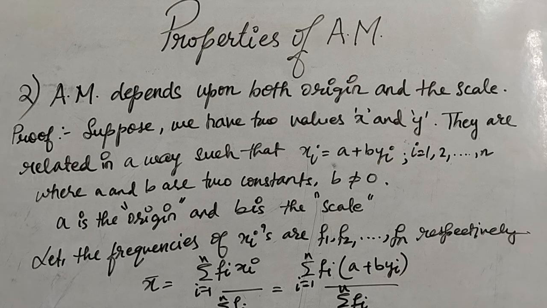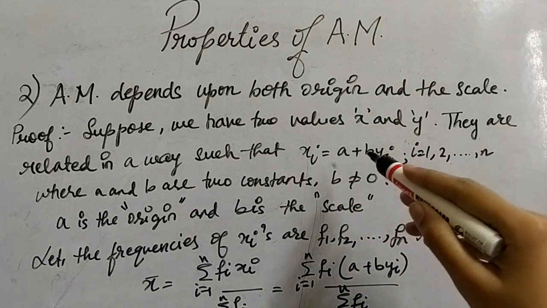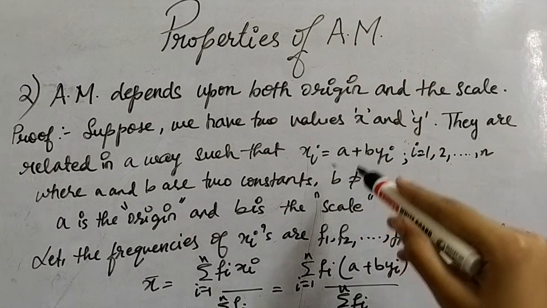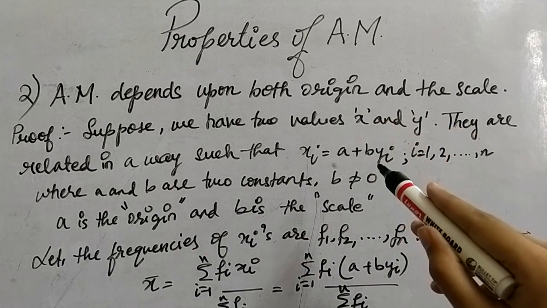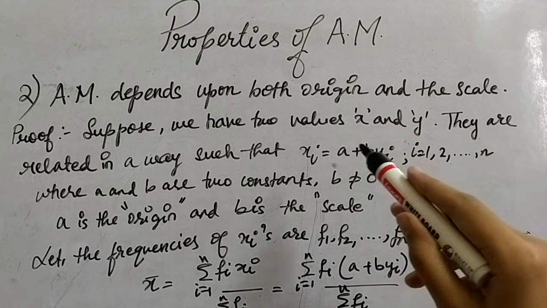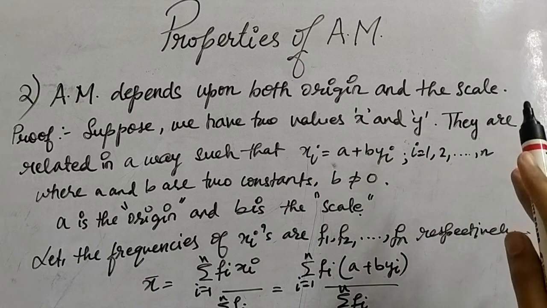Now the second property is that arithmetic mean depends upon both origin and scale. We have taken two variables x and y which are related in such a way that the equation becomes this, where b can't be 0, because if b is equal to 0, then this relation doesn't hold. Here a is the origin and b is the scale, as I have written over there.